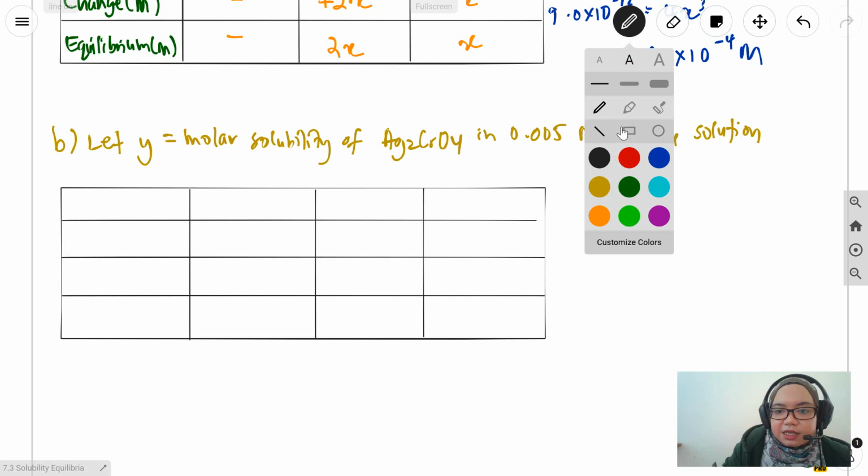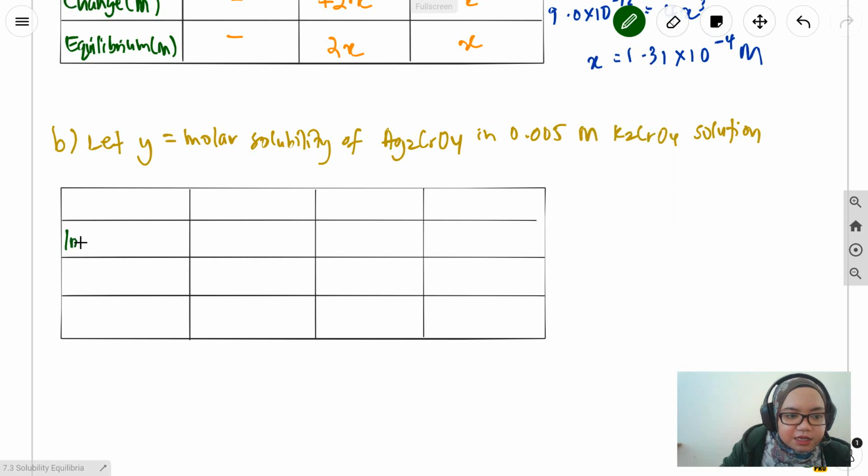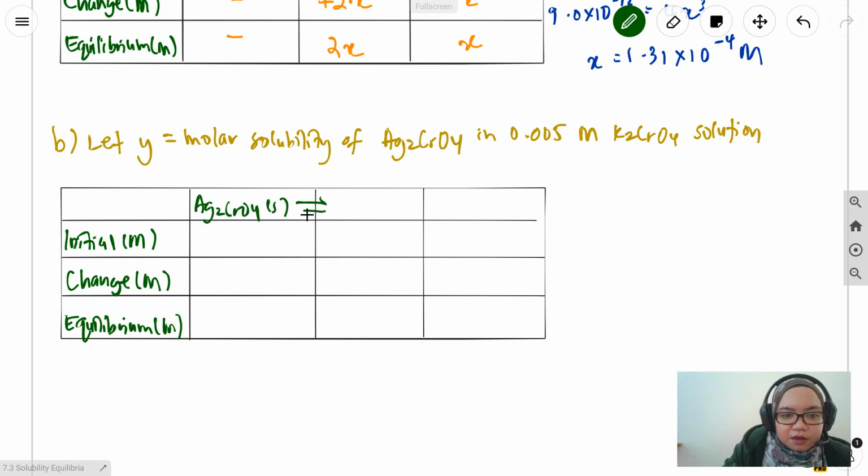Okay, we got our ice table here. Then, kita buat macam biasa, initial in terms of molar, change in terms of molar, equilibrium in terms of molar. So, kita buat dia punya chemical equation, Ag2CrO4 solid form 2Ag plus aqueous plus chromate ion aqueous.